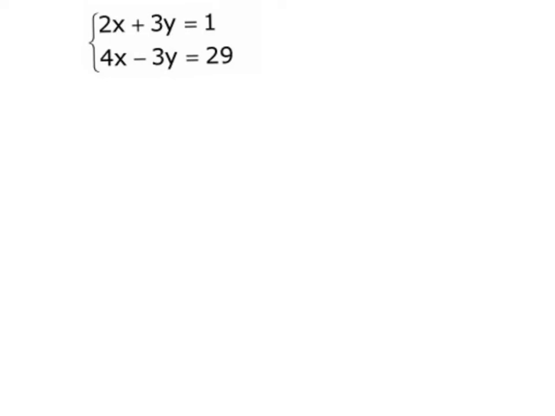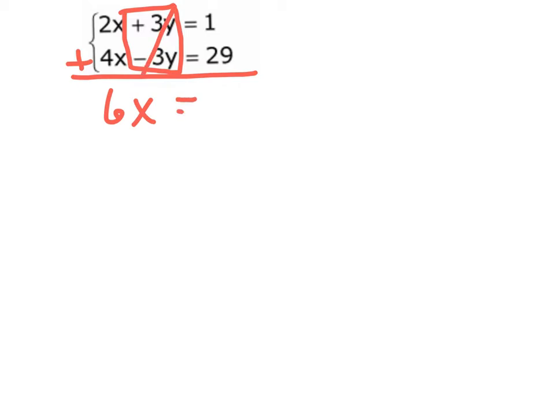For our first problem here, we see right away that we have both equations in ax plus by equals c form. Then we check to see if we have opposite coefficients, and we do. We have opposites with positive 3y and negative 3y, so what I'm able to do is add the two equations together right away. 2x plus 4x gives us 6x. 3y plus negative 3y cancels. Bring down the equal sign. 1 plus 29 gives us 30. We now only have one variable to solve for, so we can continue to solve for x, and we get x equals 5.